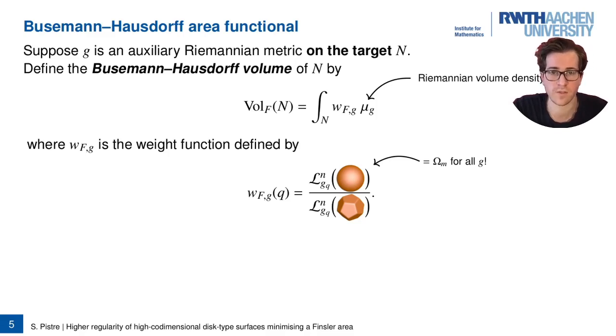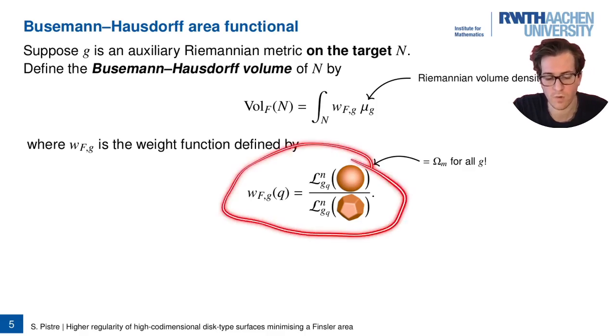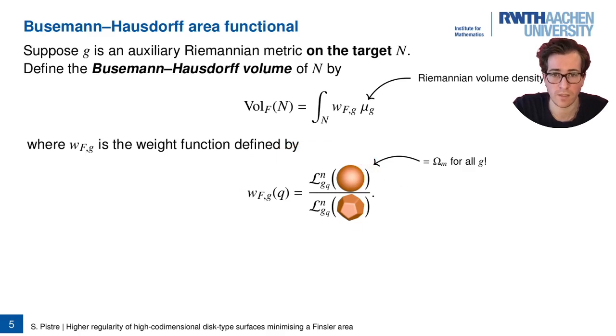Again, if you like to think more measure theoretically, you can also think the Busemann-Hausdorff volume is a measure on the manifold which is absolutely continuous with respect to the Lebesgue measure or the Riemannian measure of the original Riemannian manifold, and the Radon-Nikodym derivative is this weight function W here. And I've written it down in this way here in the middle. What do I mean by this weight function? Well, it is a ratio, and the value of this function at point Q is the following.